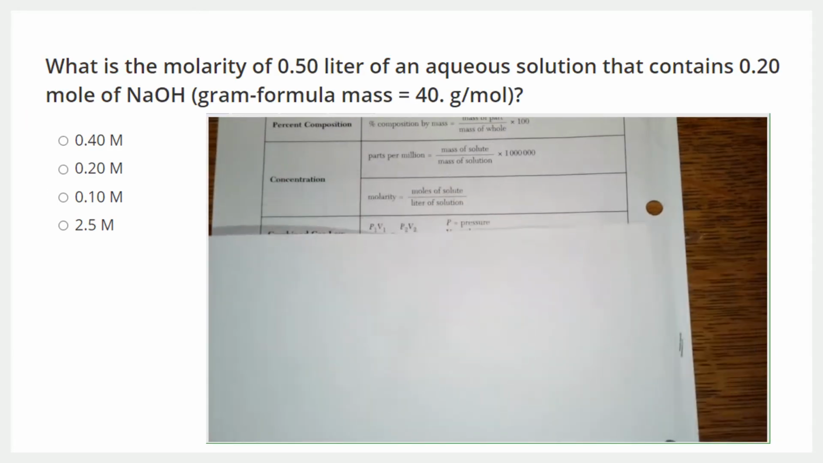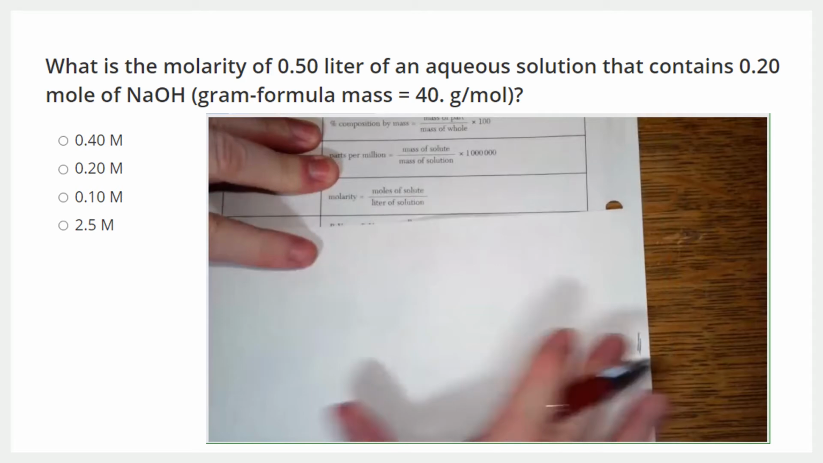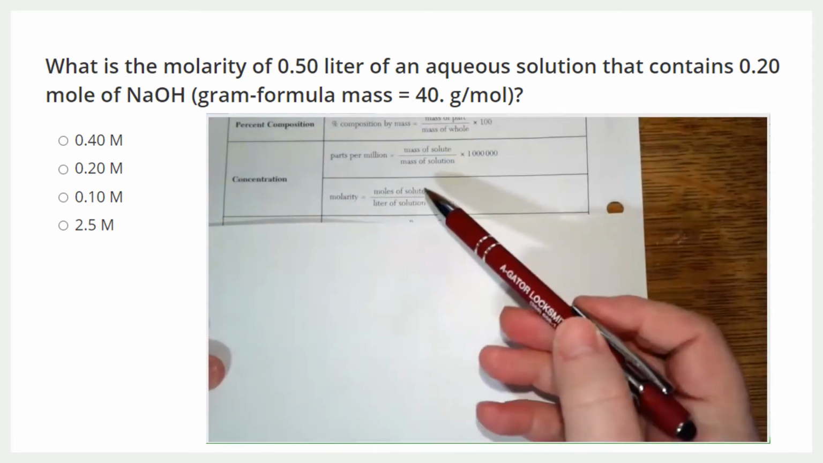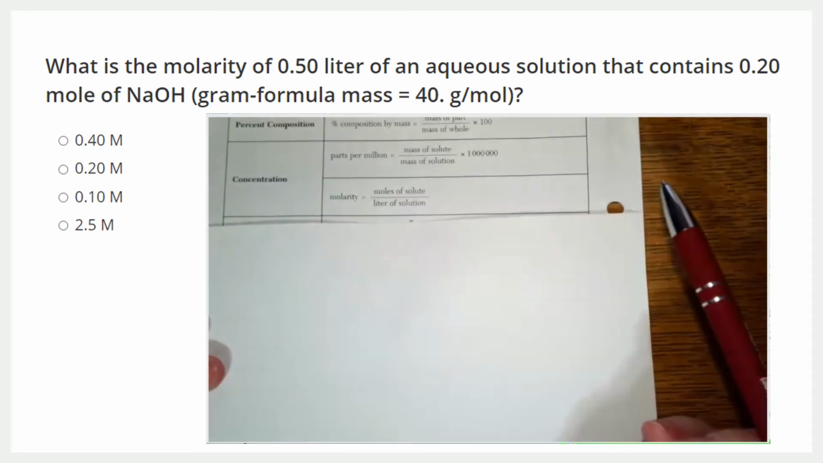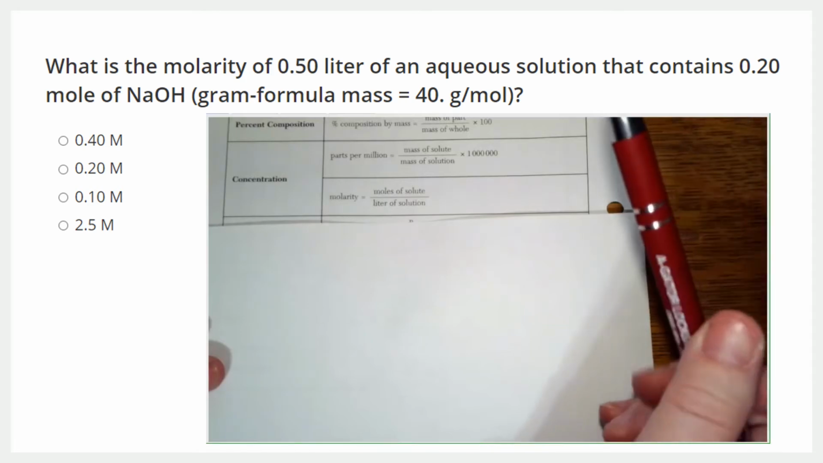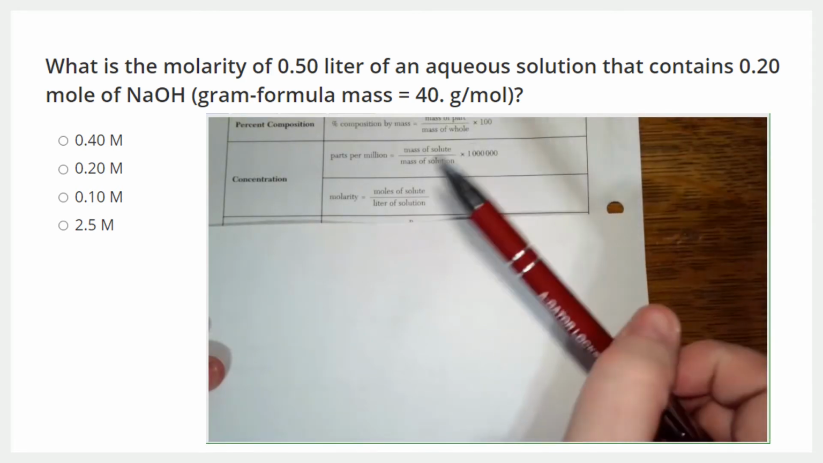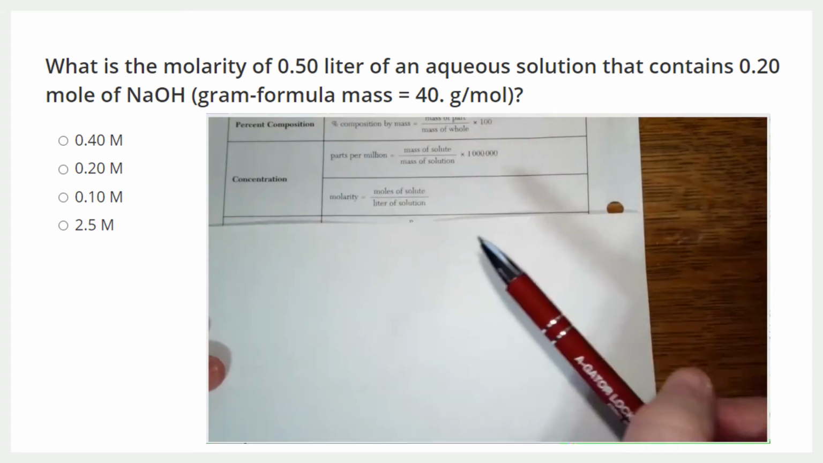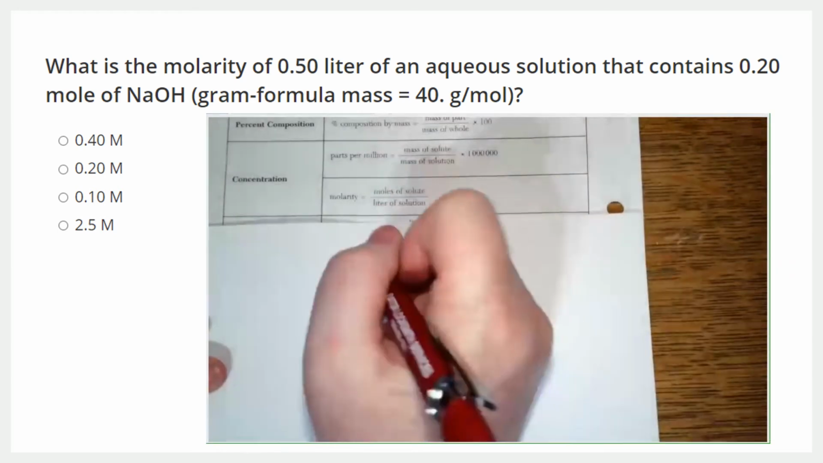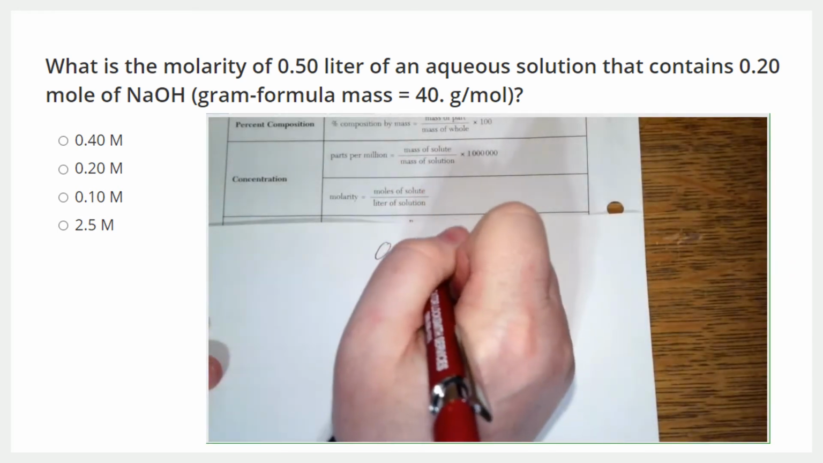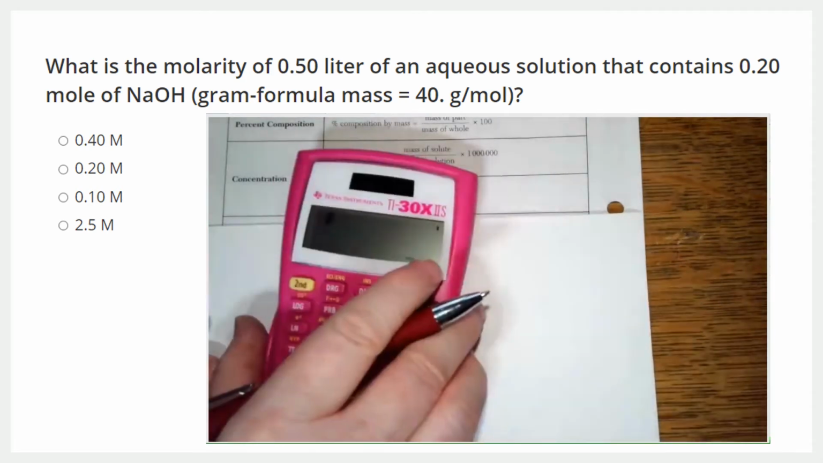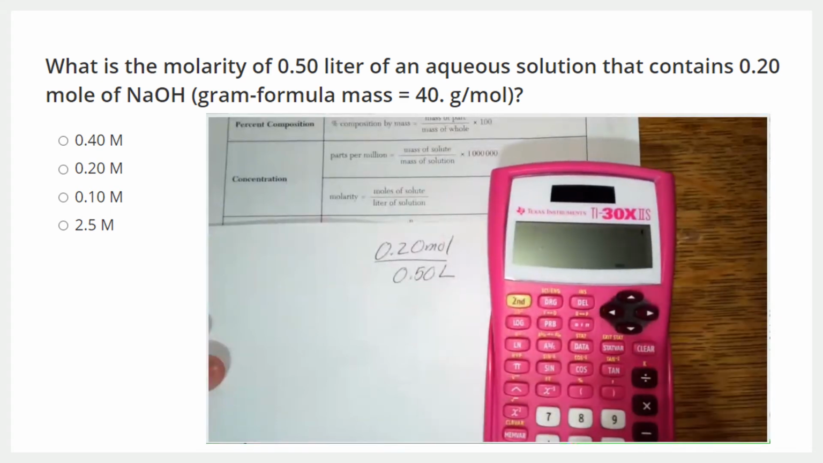Okay, so again, we're continuing with our molarity formula. Okay, so what is the molarity of, and in order to use this formula, I need moles and liters. Now this question tries to trick you because it says 0.20 moles, but then it also gives me the gram formula mass. So that would lead me to believe at first that I need to convert it into grams, but I do not, because look at this formula, moles. So I just do moles, 0.20 moles divided by 0.50 liters. And I get my calculator so that I can do that math.